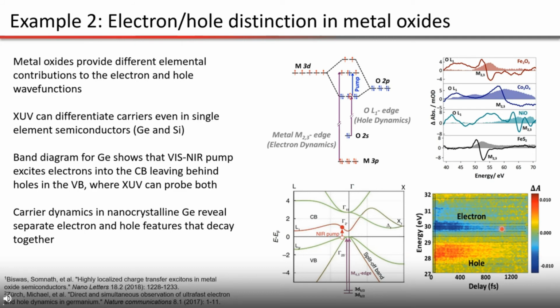So these carrier dynamics in nanocrystalline germanium or other metallic systems can reveal separate dynamics that importantly decay together as those charges recombine. So that's really essential to assigning those carriers.